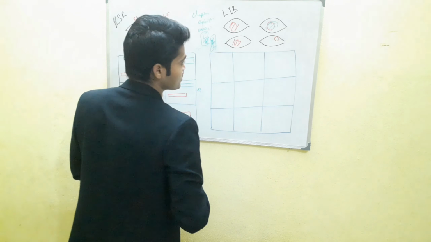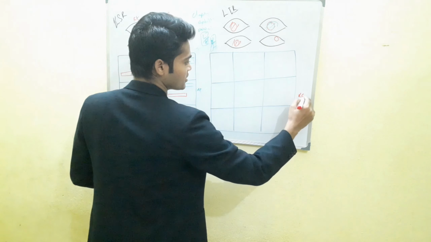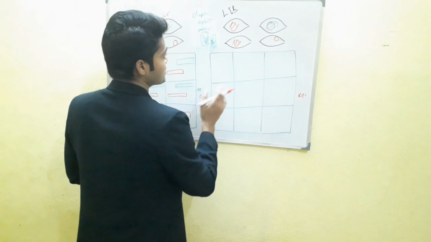I think it is clear up to this. So this is the patient, suppose this is the patient's right side. If this is the patient's right side, then on the patient's left side the left eye is getting affected. What does the patient predict here?